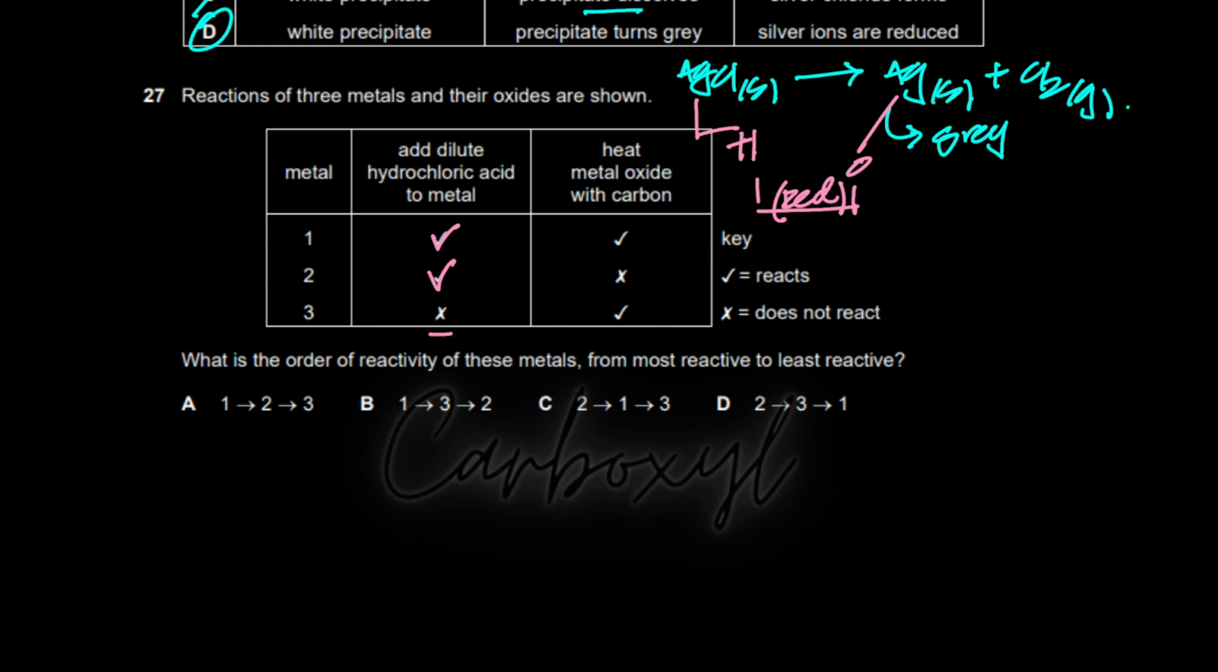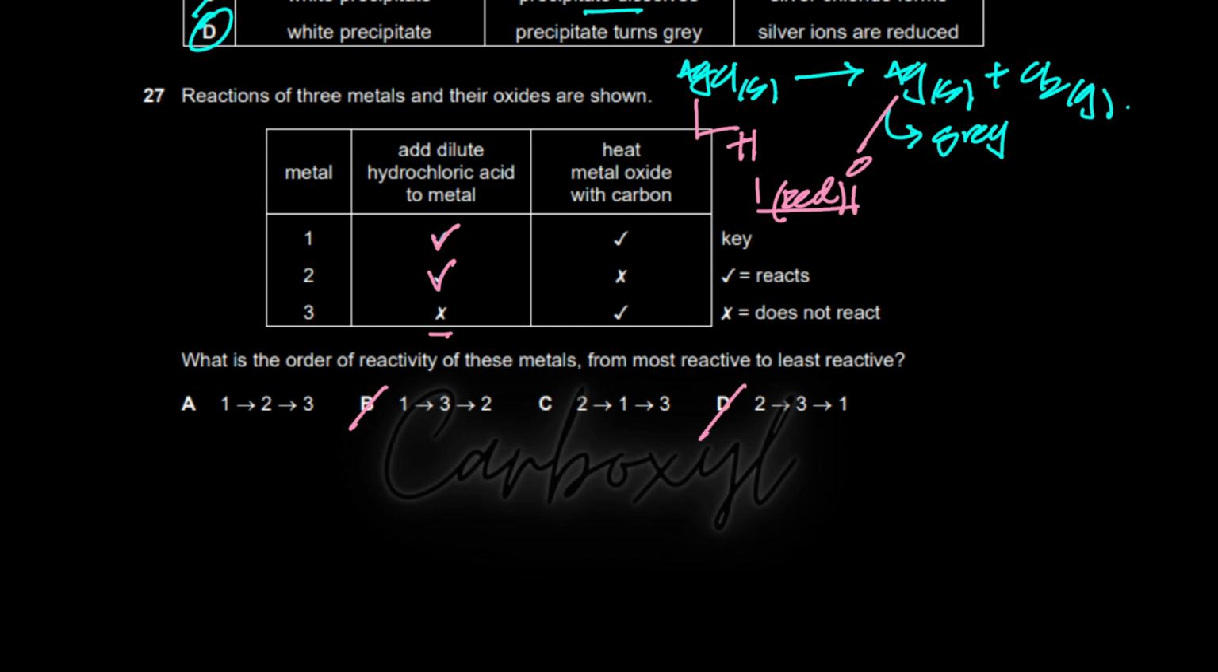And if you check 3 out, when you add dilute hydrochloric acid to it, it doesn't even react, which means it's below hydrogen in the reactivity series. Therefore, B and D could automatically be eliminated, because we know that 3 is the least reactive. Now, if you want to check between 1 and 2 out, it says heat metal oxide with carbon. Sir, if 1 can react with carbon, that means that carbon is able to reduce it. Remember when we were doing blast furnace, the reason why you could extract iron out of hematite through blast furnace was because iron was below carbon in the reactivity series, right? So it could be reduced by it.